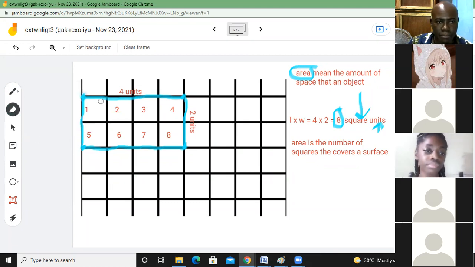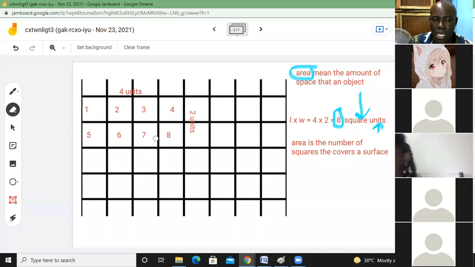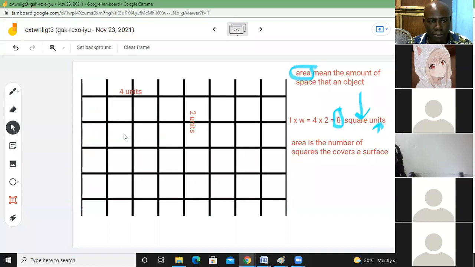Are you ready for it? Can I just take these off, please? Do you mind? Because this was for the discussion, so that we were able to see that the area of anything is really dealing with the square boxes, right? So let's take them off.